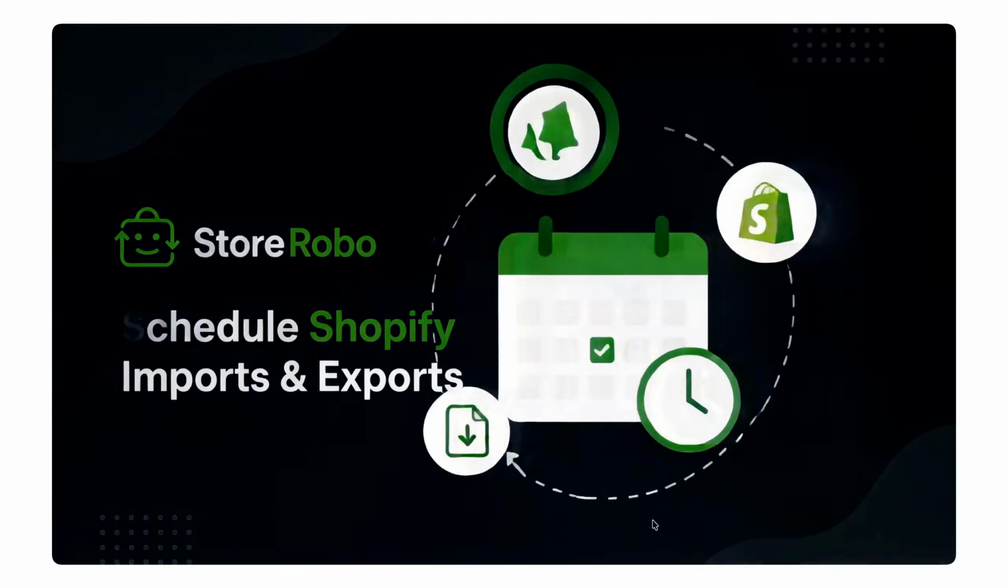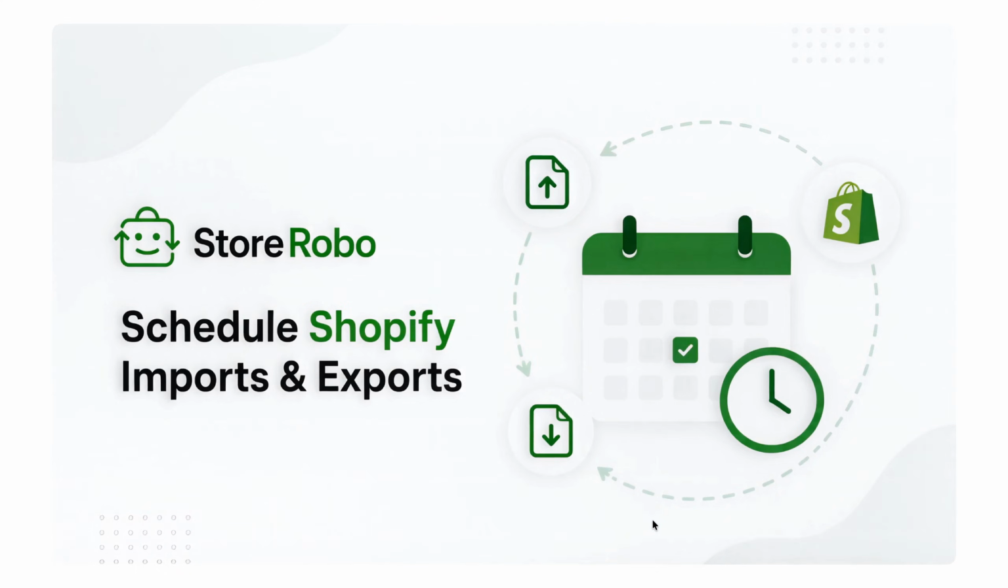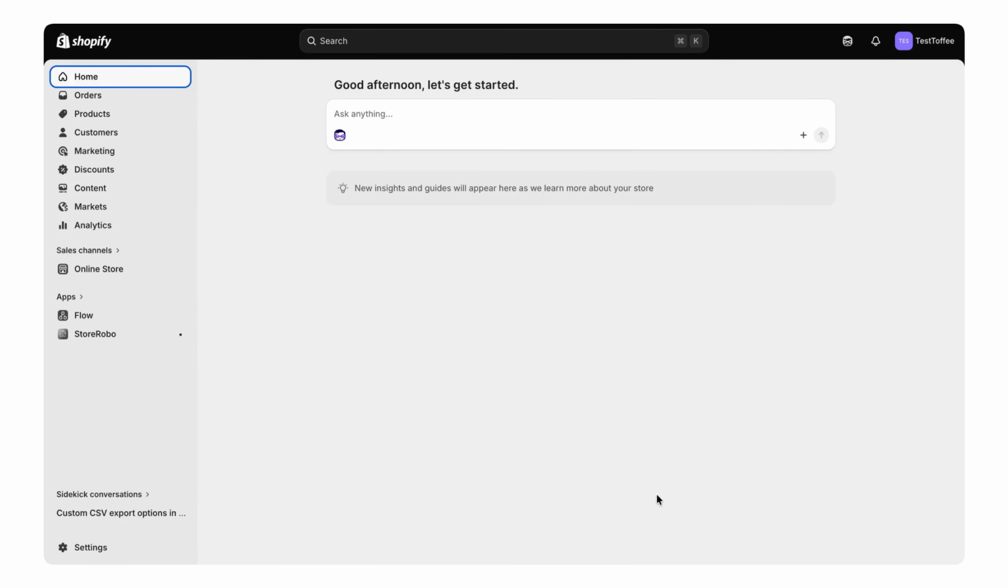Want to automate your Shopify import and export tasks? With StoreRobo, you can easily schedule them to run at a specific date and time or repeat automatically at regular intervals. First, let's schedule an export.